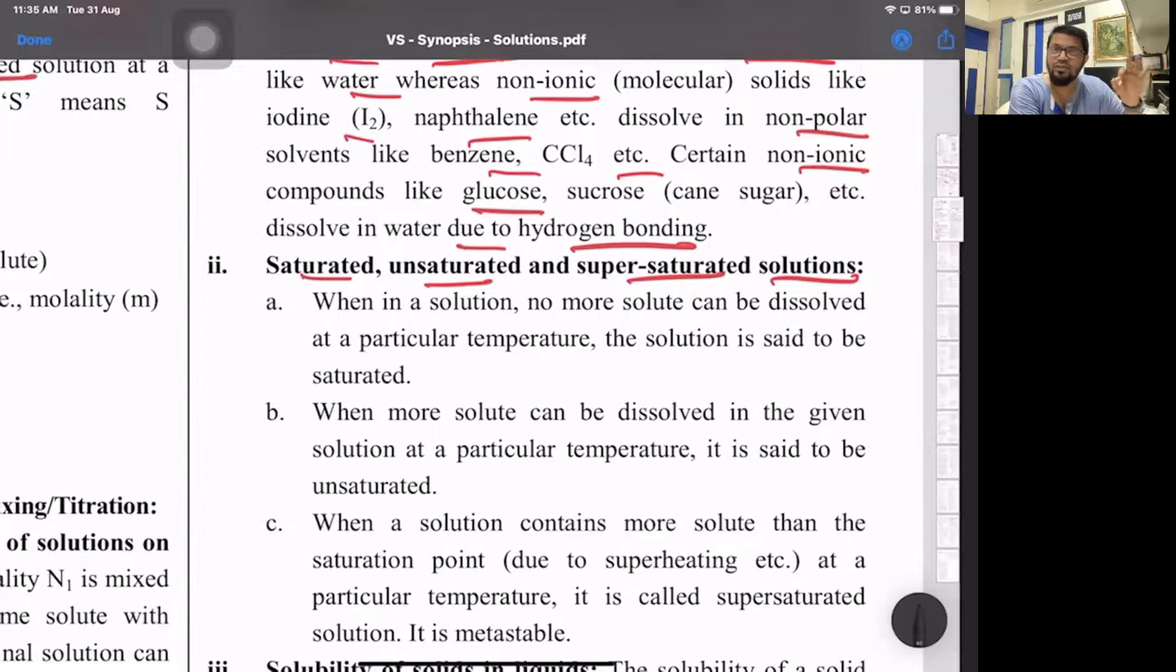First, what is a saturated solution? Maximum solute is present in a given volume of a solvent at a given temperature. Unsaturated, less amount of solute is present in a given volume of a solvent at a given temperature. And supersaturated contains more amount of solute dissolved in a given volume of a solvent at a given temperature. So in a supersaturated solution, when you cool it, the excess you have dissolved will precipitate out.